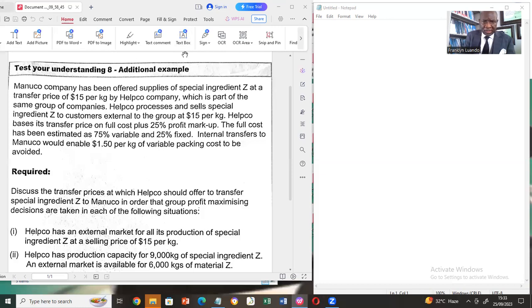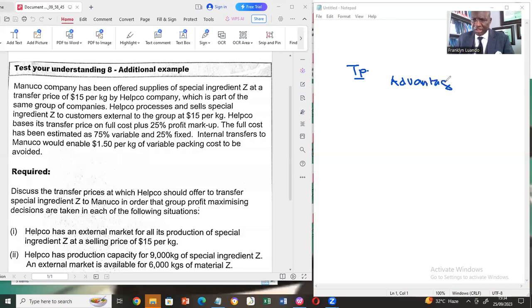So I'll start by defining what is transfer pricing. Transfer pricing, abbreviated TP, is the price at which a component or a service can be transferred from one division to another division within the same organization. That is transfer pricing. And now, what are the benefits, or rather objectives, of transfer pricing? Advantages.